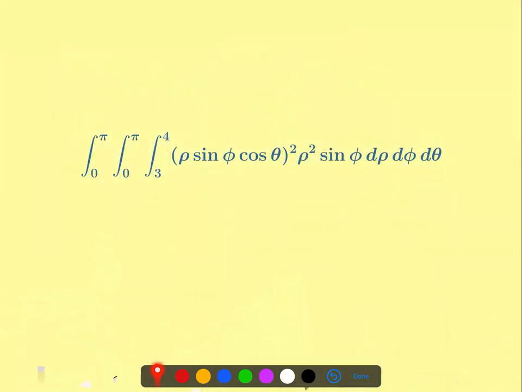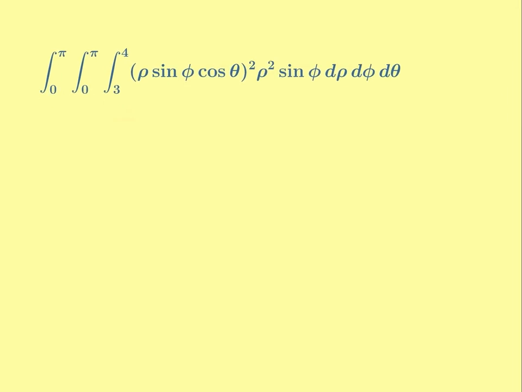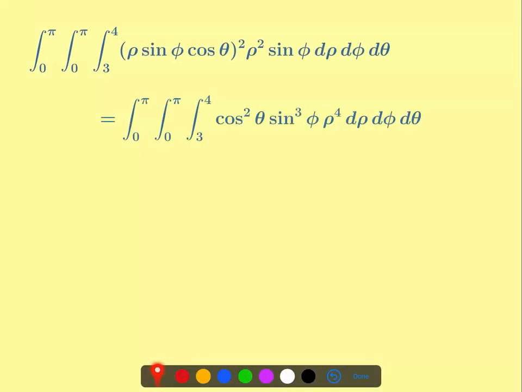To calculate this, let me make some room. This is what we're trying to do. And the first thing I did was just to rewrite this. We have an extra rho squared here. So with that rho squared, I get a rho to the fourth. I have a sine phi squared and a sine phi there. So that gives me sine cubed phi. And I just have a cosine squared theta.